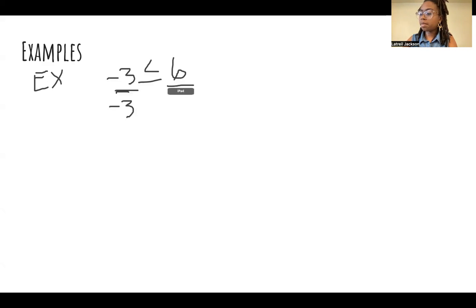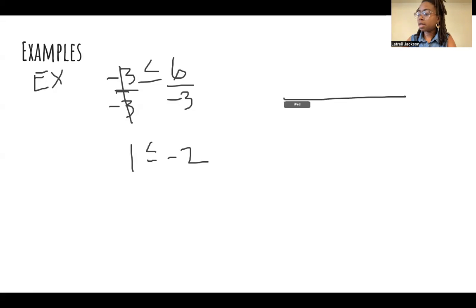So let's look at the reason why this works. If we have -3 is less than or equal to 6, and we divided both sides by a negative number, -3, we would end up with -3 divided by -3 is just 1. 6 divided by -3 is -2. And if we kept that inequality symbol the same, this statement would not be true. It says 1 is less than or equal to -2, and that is actually not true. 1 is greater than or equal to -2.